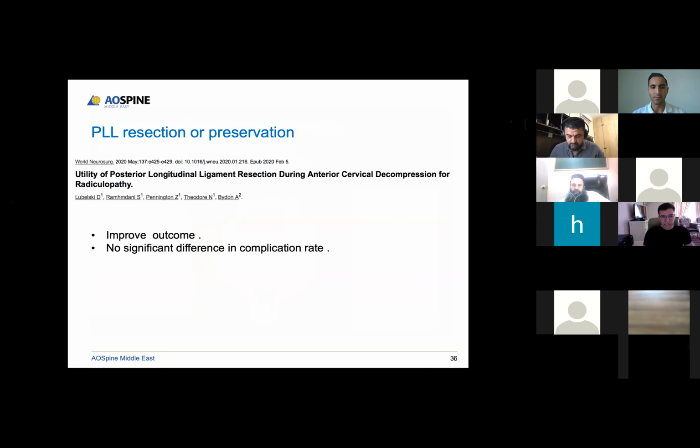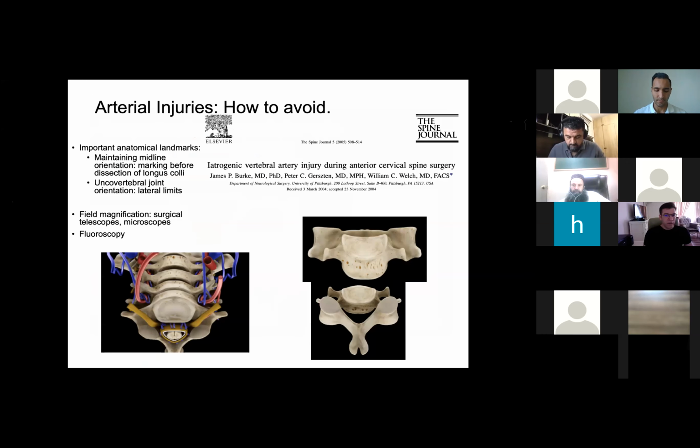Regarding the PLL resection or preservation, again, this is a matter of debate, but personally, I remove the posterior longitudinal ligament in all cases. I have reviewed many papers, and they show that it improved the outcomes, and it shows no significant difference in complication rate.